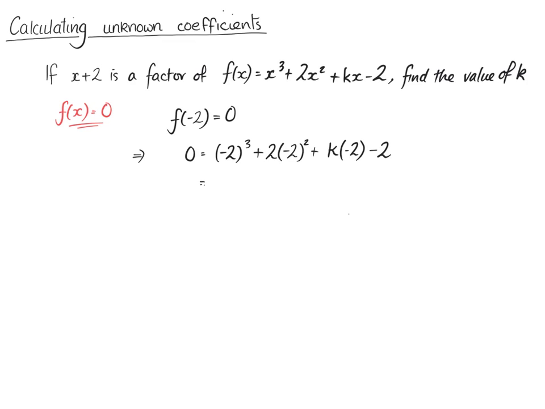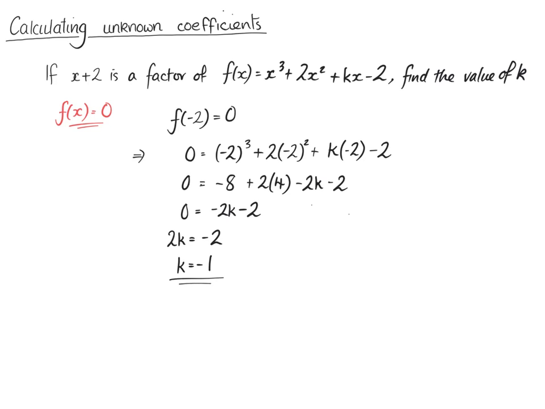Okay, so when we have a power that is even, if we've got a negative in there, it comes out as positive. If the power is odd, it comes out as negative. So because it's to the power of 3, 3 is odd, it's negative, and then 2 cubed is 8. So then we've got plus 2 times minus 2 squared, which is 4, minus 2k minus 2, and that's all equal to 0. So if we sort this out, we've got minus 8 plus 8, which is 0, so we get minus 2k minus 2. Move the 2k to the other side, so we get 2k is equal to minus 2, so k is equal to minus 1.